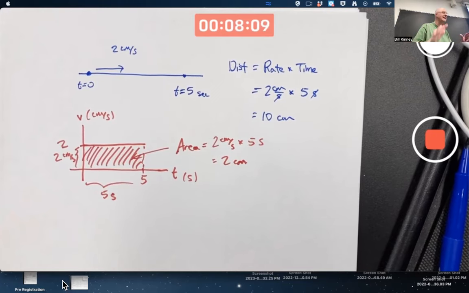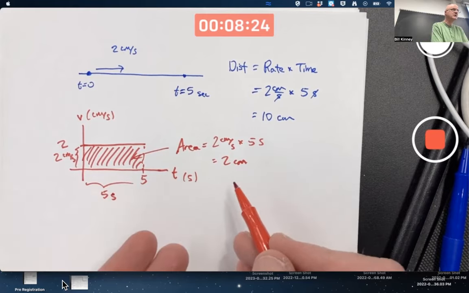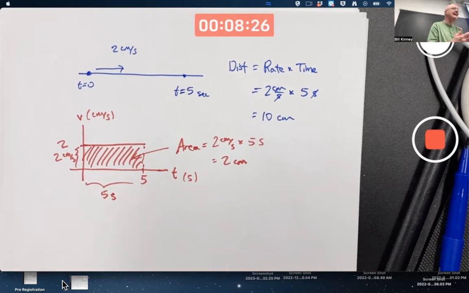Just don't worry about it. You're taking the units for the horizontal axis, whatever they are, and the vertical axis, and multiplying. Centimeters per second times seconds is centimeters. It's not that I've literally drawn a rectangle that has 2 square centimeter area or something like that. It's a way of visualizing what's going on here.